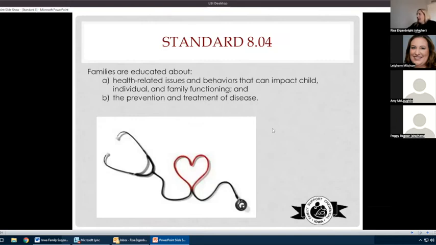Okay, so last standard for the day is standard 8.04. And here we're talking about families are educated about health-related issues and behaviors that can impact child, individual, and family functioning, and the prevention and treatment of diseases. And to me, those seem like very different issues. It seems odd that they're all kind of in the same standard, but we'll talk about them.